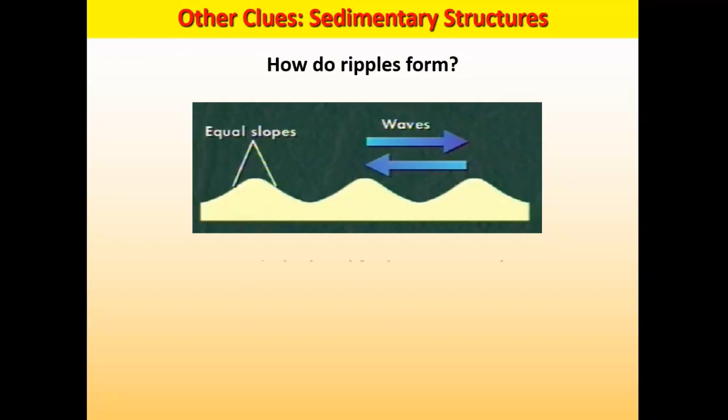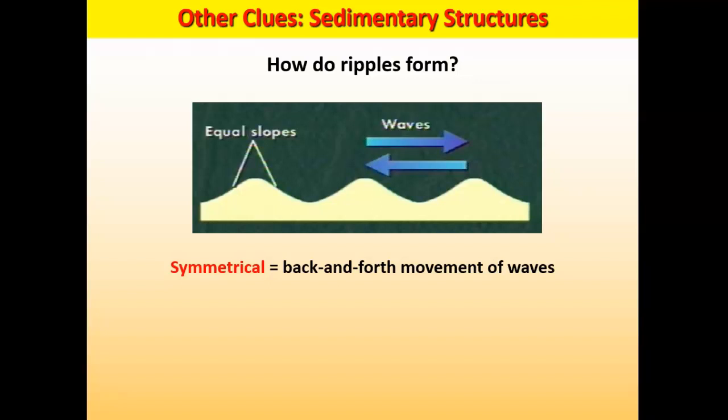So how do we interpret those? We have a group that's symmetrical. So in a side view, they look the same. The slopes are the same on either side. And what this suggests is that the water or wind was moving back and forth. And so if I see symmetrical ripples in a rock, I'm thinking, what environment has that?